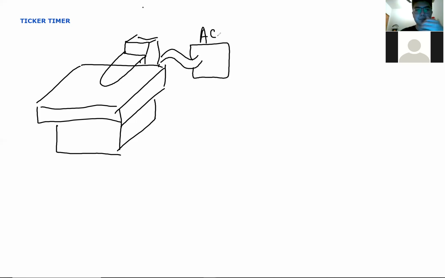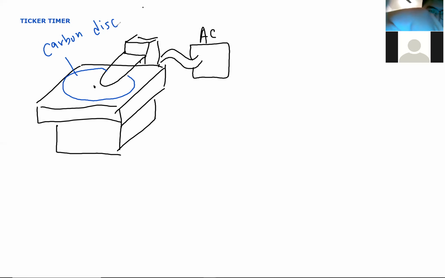AC supply current. Okay, so this one, the surface, there is one this shape paper. This paper is actually a carbon paper. We call it the carbon disc. Okay, carbon disc. So it's made of carbon, obviously. Okay, so below this one, there's a one pointed tip, 尖尖的东西. Okay, that one is for the ticker timer.